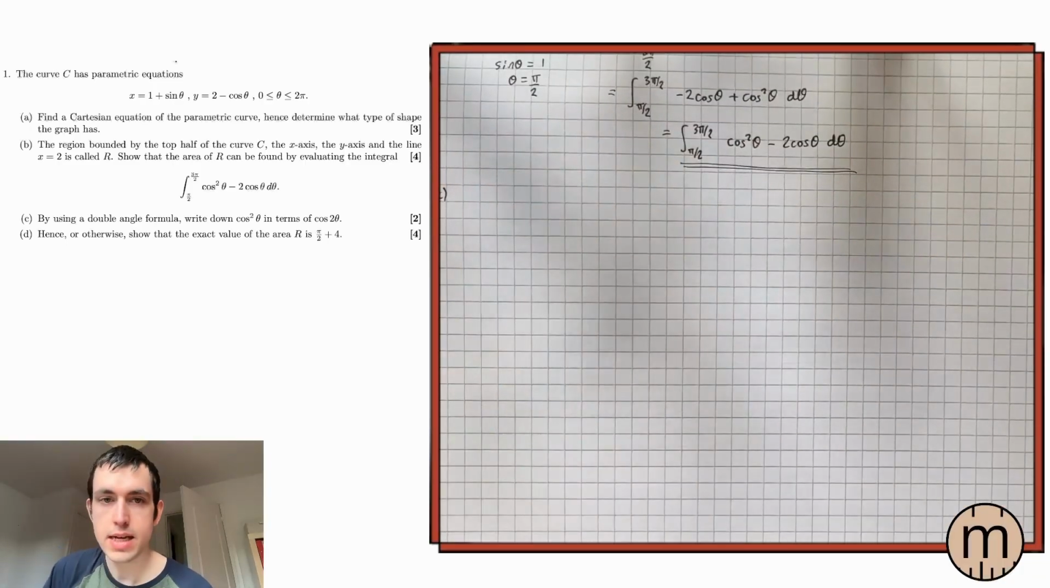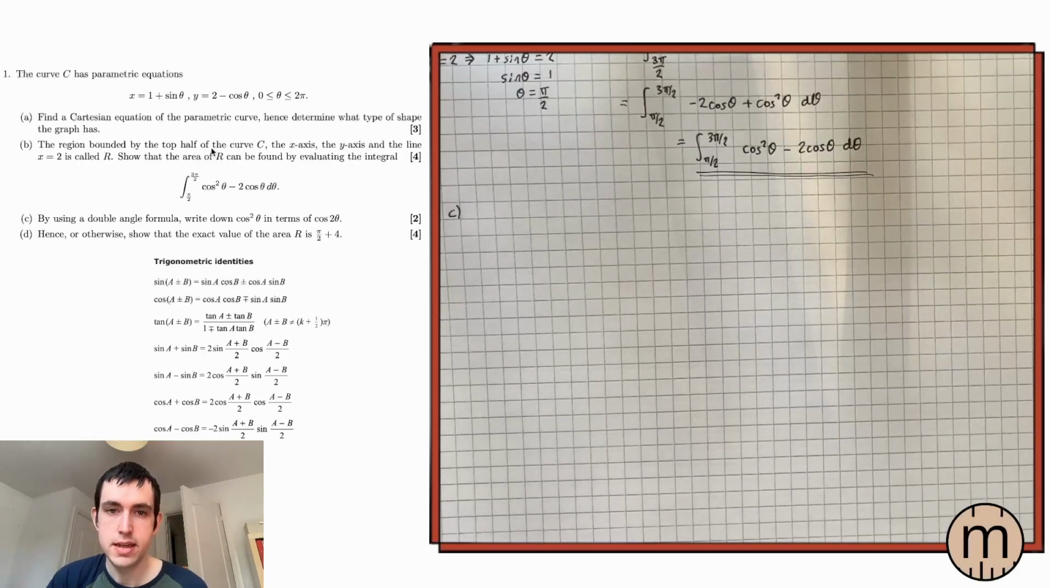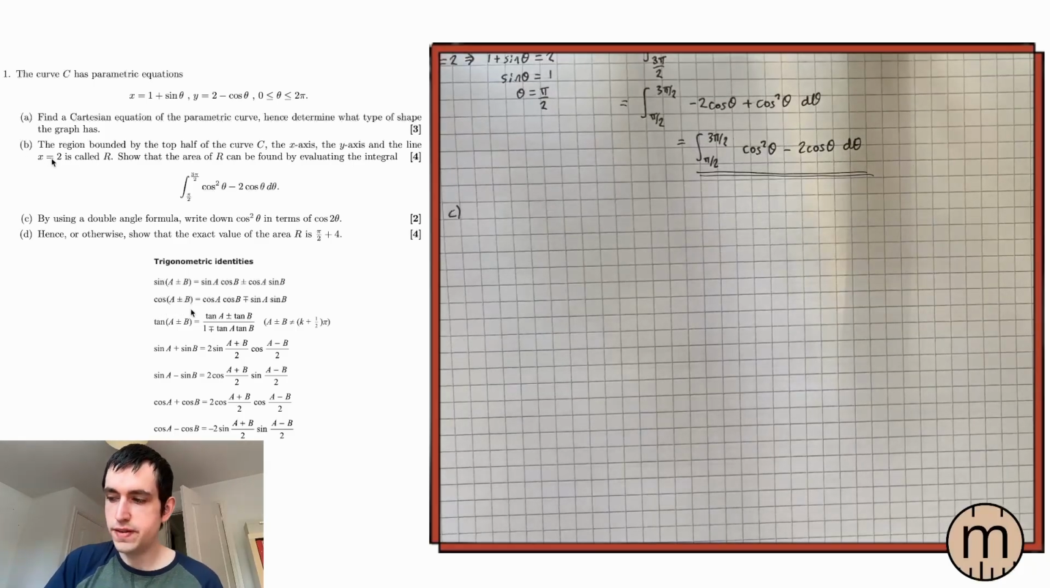Part C asks us, by using a double angle formula, write down cos squared theta in terms of cos 2 theta. You might just know this formula, and that's great. If you don't know the formula, however, I will show you a way of getting it, such that if you're in your exam and you're panicking that you don't know it, you can derive it yourself. So if we get the trigonometric identities, then we'll be able to use this one here, which is in terms of cos, to be able to find the double angle formula for cos.